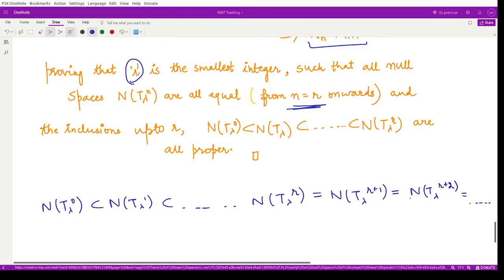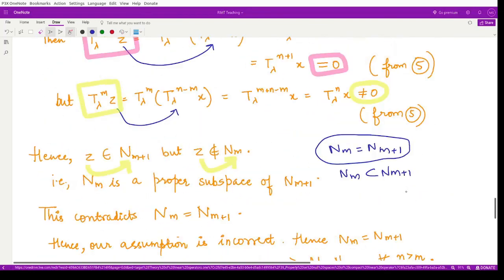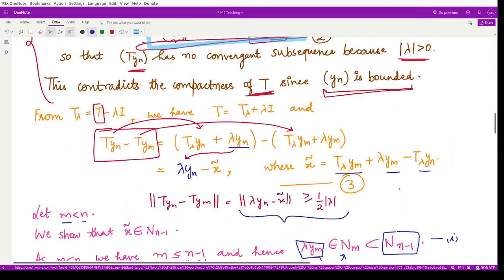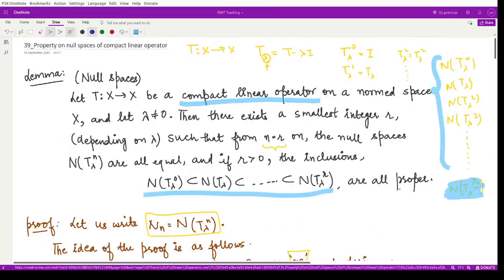So this is the lemma which gives us a very well defined result on the null spaces for a compact linear operator when a complex number lambda has been fixed to it. I hope you understood this lemma and how it is proved.